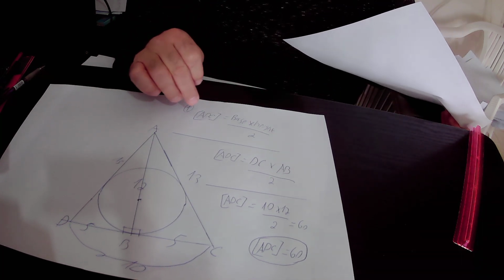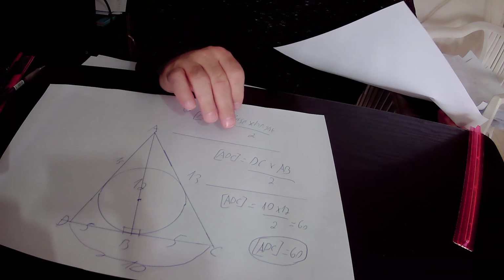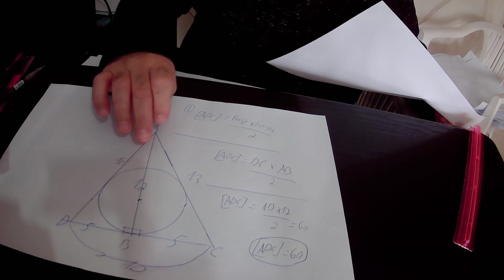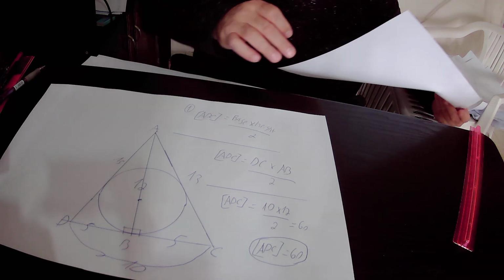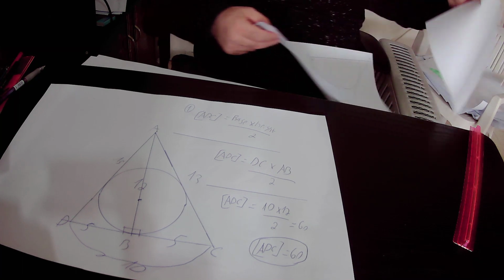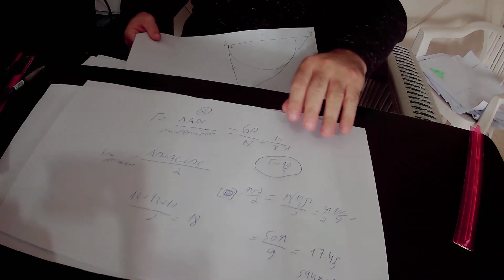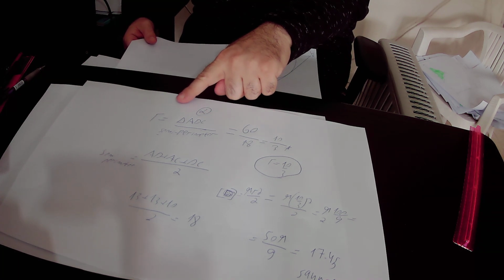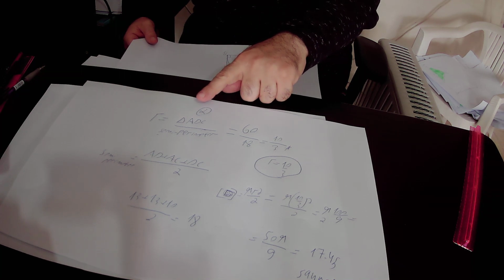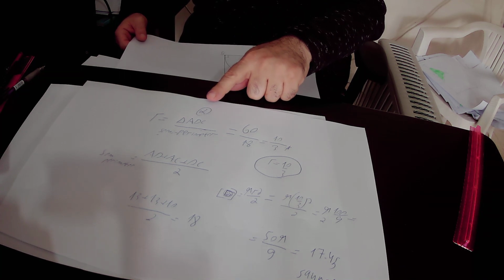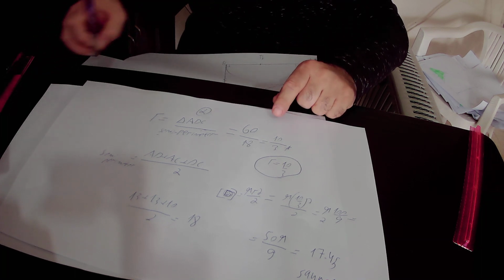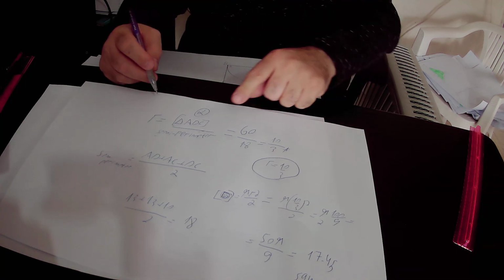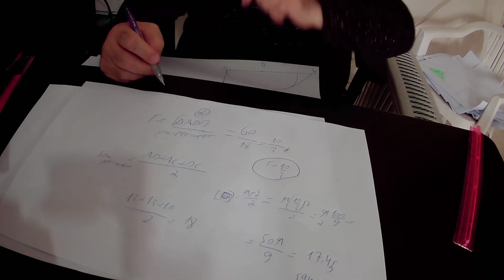The formula is R equals the area of triangle ADC over the semi-perimeter of this triangle. Okay, I will repeat again: the radius of the circle that is inscribed in a triangle is equal to the area of the triangle that encloses the circle, that is triangle ADC, over the semi-perimeter of the triangle that encloses the circle.